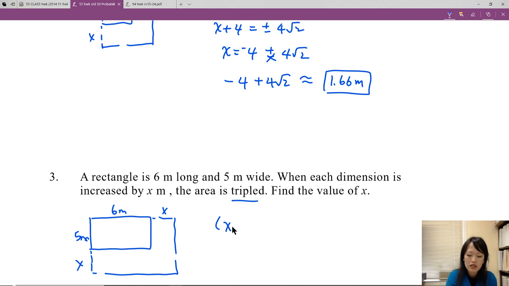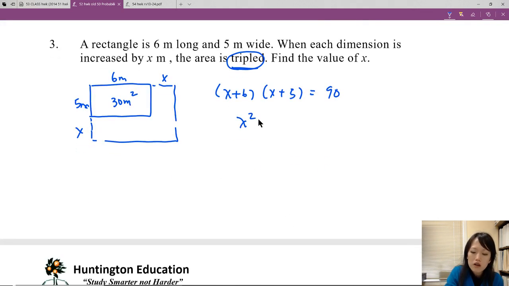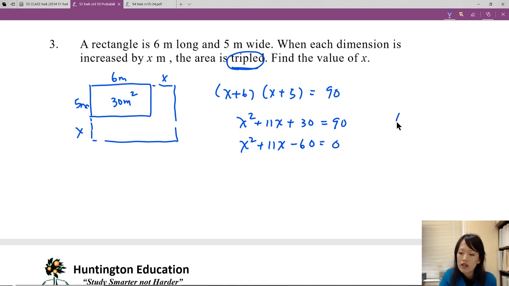The x plus 6 times x plus 5 equals, I already told you, the area is tripled. So the original area is 30, and the new one is 3 times that. Isn't that 90? That's it. Simplify, so you end up with x squared plus 11x plus 30 equals 90. Then move that over and see if it's factorable. It may not be. Factors of 60 that subtract to 11. Are there any? 60 divided by 2 is 30, nope. 15 and 4? Yes, 15 minus 4 is 11. Right there, 15 and 4.